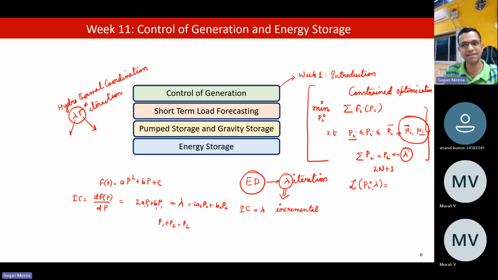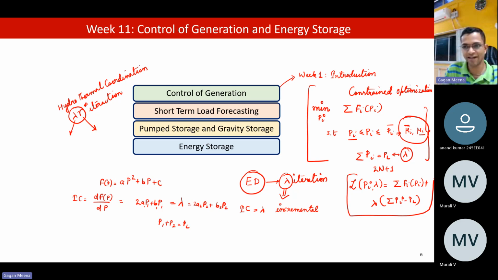So if we let us only consider this equality constraint, if we forget about the inequality constraint, then it becomes simply our original objective function plus lambda times the equality constraint, summation of Pi minus PL. So now there are no constraints. The constraint has been already moved into the objective function.